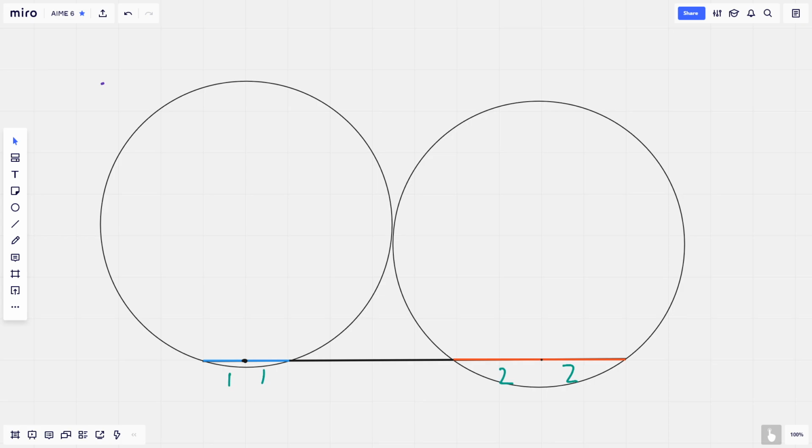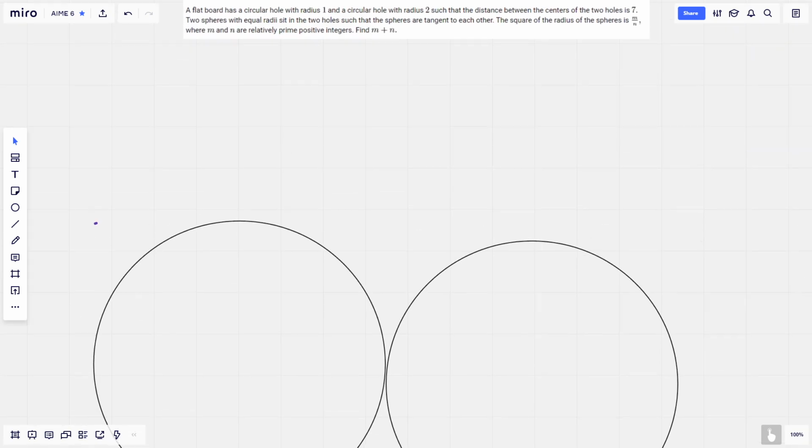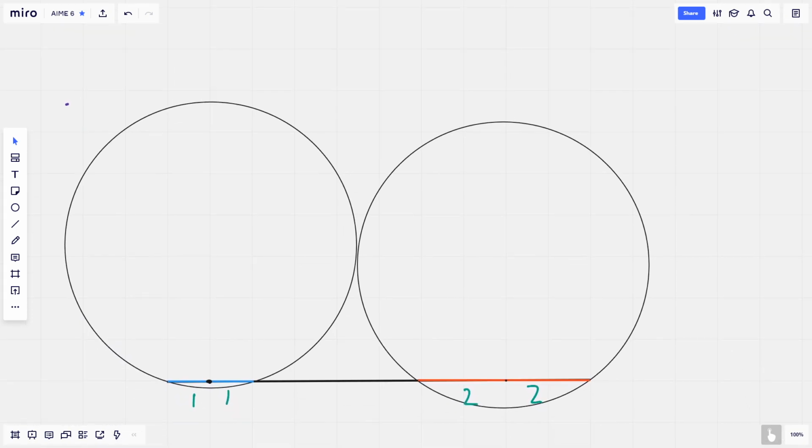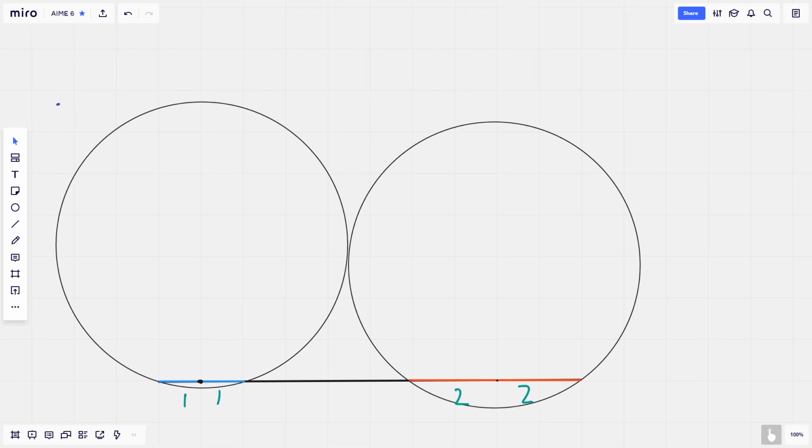And the blue line is the circular hole with the radius 1, and the red line is the circular hole with the radius 2. And this is especially useful for this problem because we can add all the information and we can work very well with one-dimensional and two-dimensional figures in this diagram here.